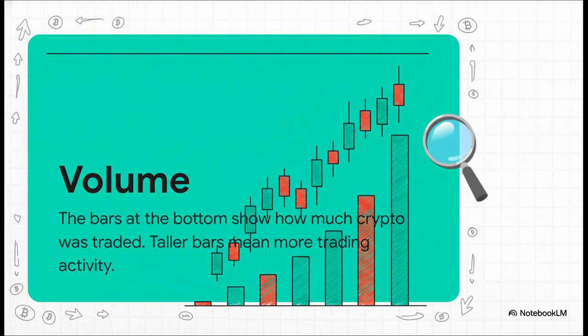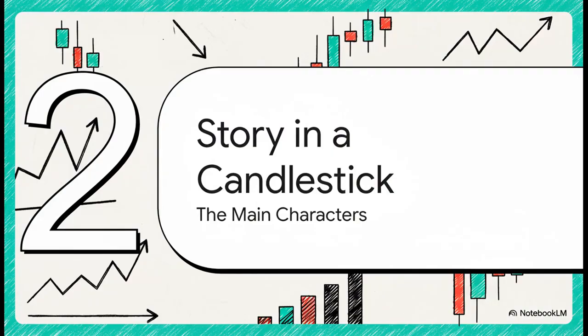Now see those bars at the very bottom? That's volume. It tells you exactly how much was being bought and sold. A really tall bar means a ton of activity. Think of it like this. A big price move with a lot of volume behind it, well, that's the market shouting. A move on low volume, that's more like a whisper. Okay, so we've got the canvas down.